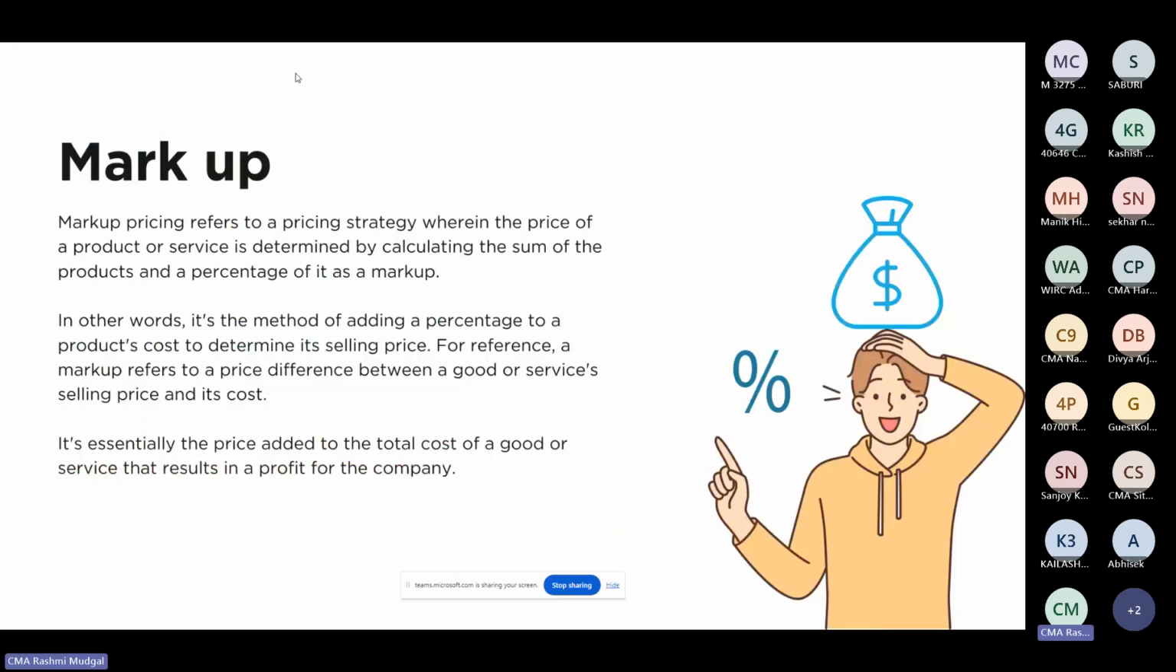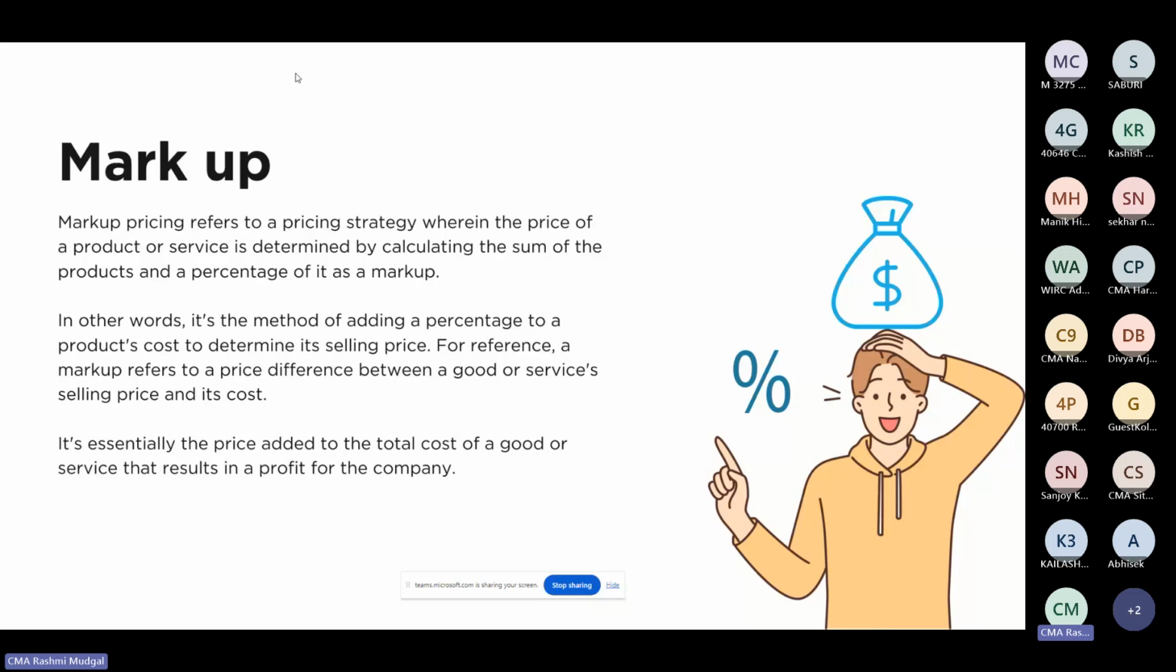Okay, so next is markup. What is markup? This person is asking what percentage I'm getting out of my sale. In other words, it is a method of adding a percentage to the product cost to determine the selling price. Here, I'm not sticking to the cost of production; I'm sticking to the markup. What is the difference between markup and cost plus? Where I don't look after the percentage, I look after the cost.